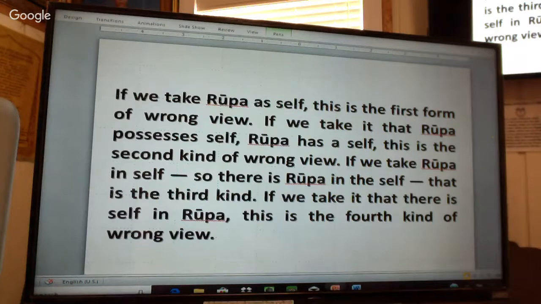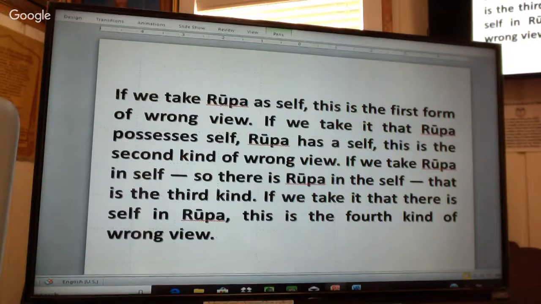And then if we take it that there is a soul in the rupa, this is the opposite. The third kind of round view and the fourth kind of round view are a little bit similar. The third kind is rupa is in the soul. The fourth kind is soul is in the rupa, in the opposite way. The first one is rupa is inside of the soul, but the fourth round view is the soul is inside the rupa. Just a little bit different.